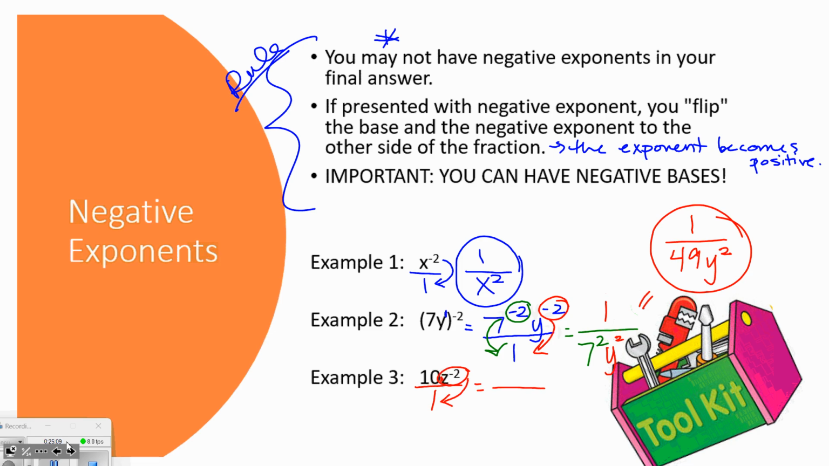So this z is going to flip down to the bottom of the fraction, and it's going to become a +2. The 10 doesn't move, though. The 10 stays at the top, and nothing can be simplified. So that's my final answer, 10 over z squared.